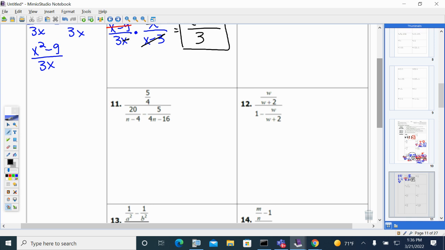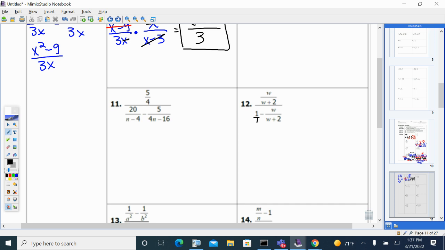So I'm going to do, let's do number 12. Number 12, I've got w over w plus 2 divided by 1 minus w over w plus 2. So in this example, the denominator is our issue. So I need to, again, there's two fractions. As soon as I put that over 1, there's two fractions. I need to make it 1.